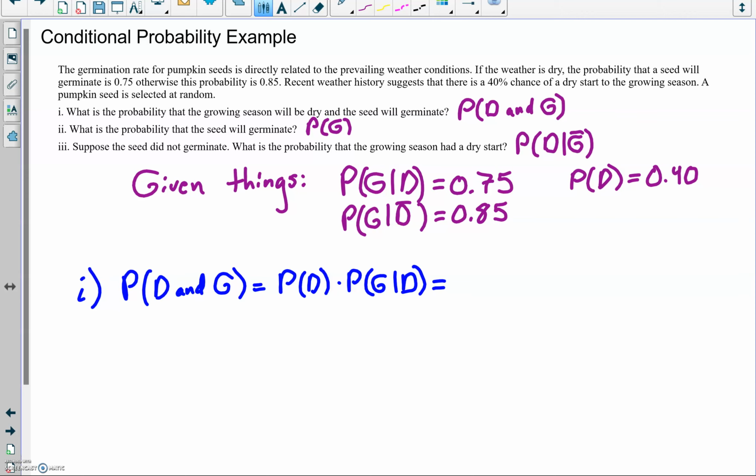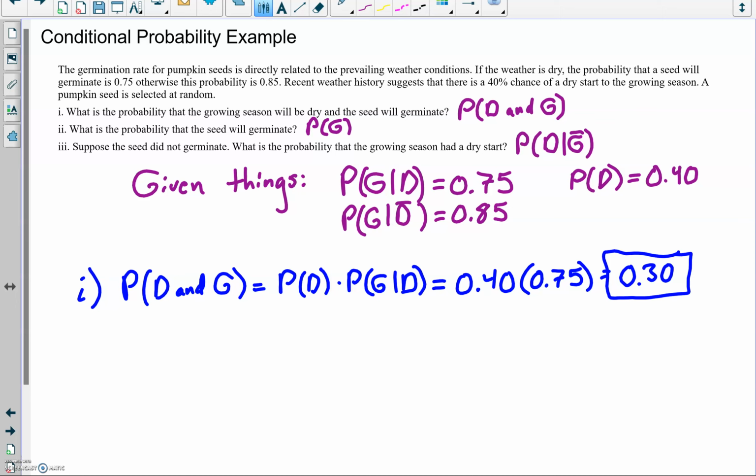Looking up above, I have all the information I need. The probability of dry is 0.40. The probability of germinating given that it's dry is 0.75. You can just multiply these two together and get 0.3. And I should say, more importantly, the probability of it being dry and germinating is going to be 0.3.